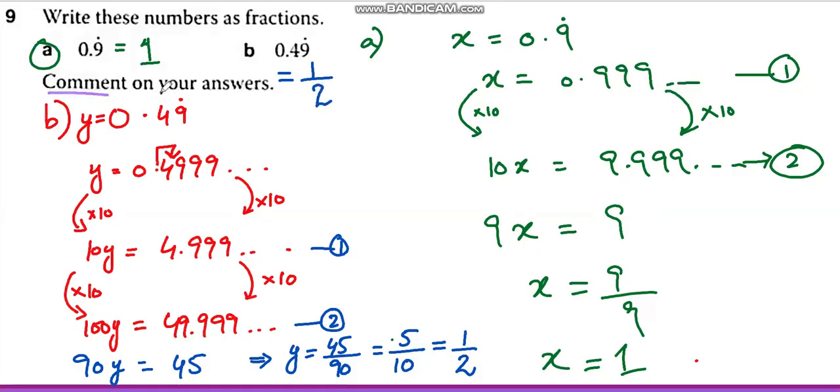They want us to comment on answers. So basically, in both problems, here we were dealing with 0.9999 and up to so on, and here we were dealing with 0.4999. And interestingly, 0.999 and up to so on was exactly equals to 1. Before that, we never solved such problem, and we did not ever imagine that 0.999 and up to so on can be equals to 1, and also 0.4999 is exactly equals to 1/2. So these were unique problems. Now let's proceed to the next question.